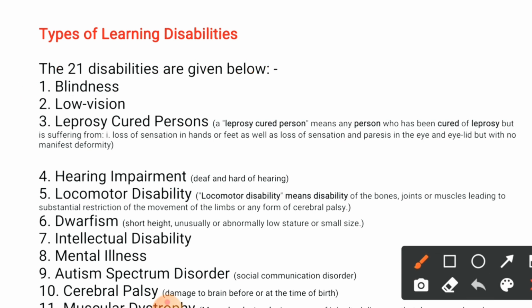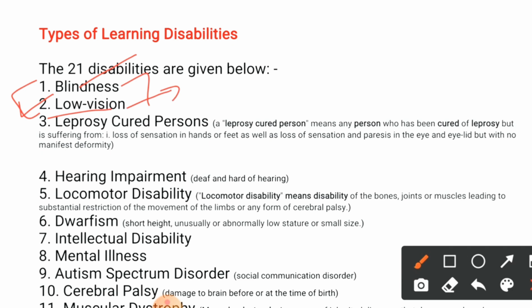Now the second one is low vision. Low vision is different from blindness. In what regard? When we have low vision, it means you are partially able to see, or maybe in dim light you will be able to absorb what is happening in your surroundings, right? So this is the difference. In blindness you won't be able to see at all, 100% blind, and in low vision you can see certain things dimly.